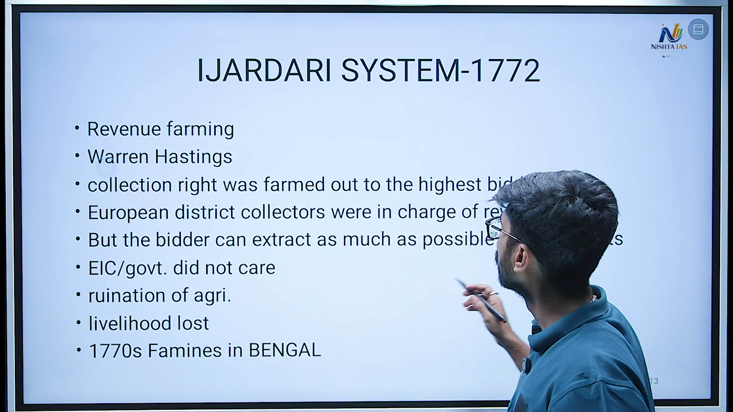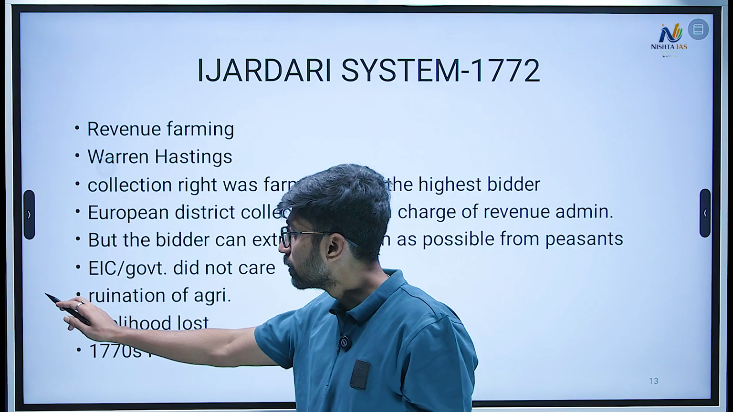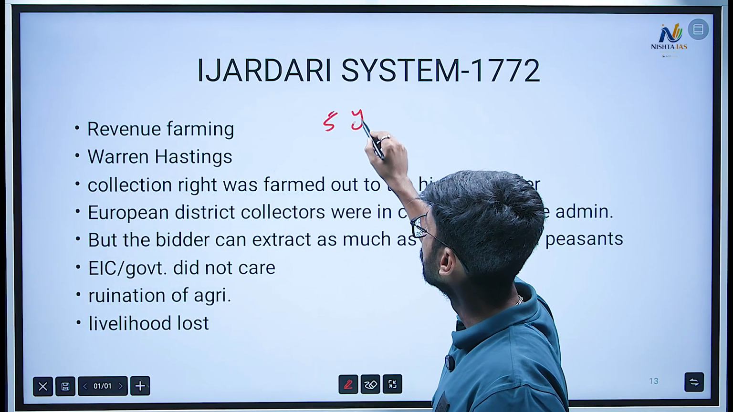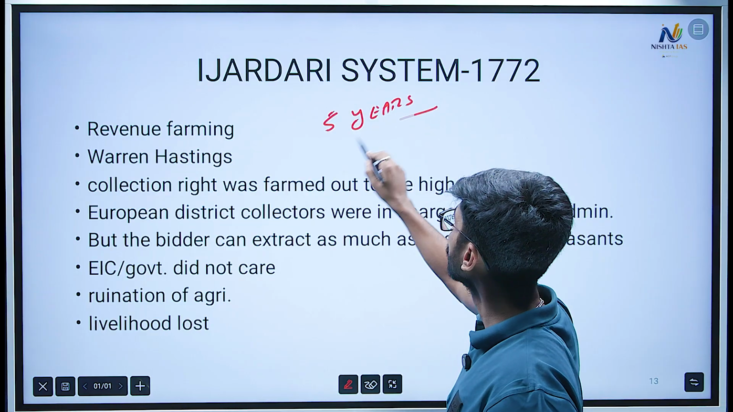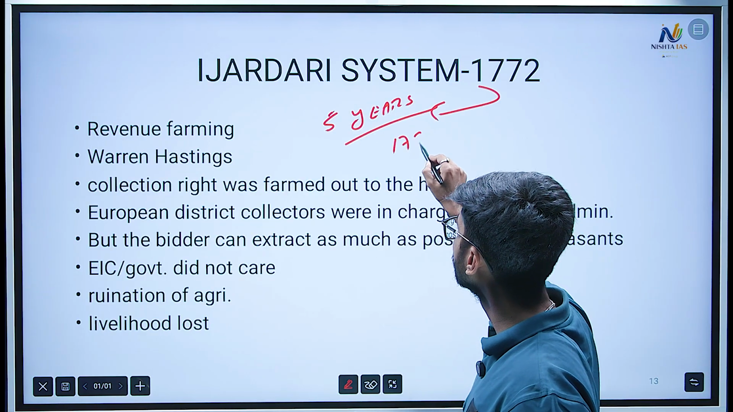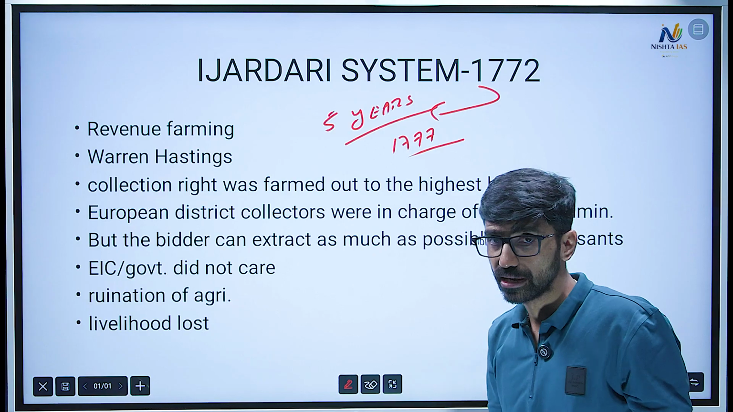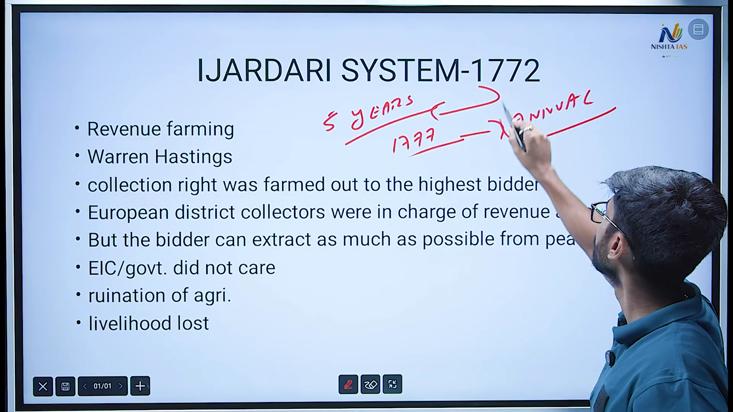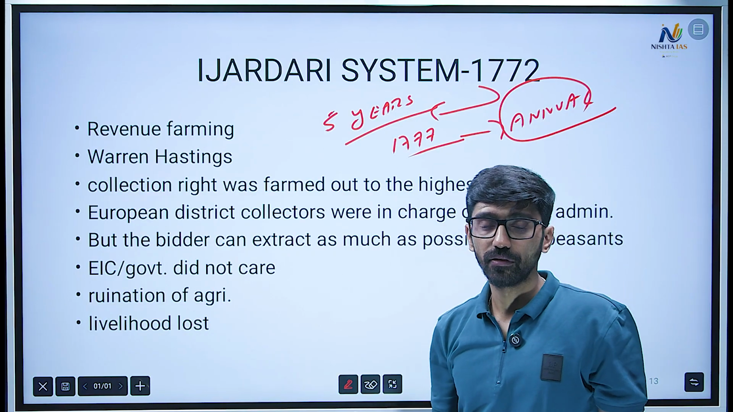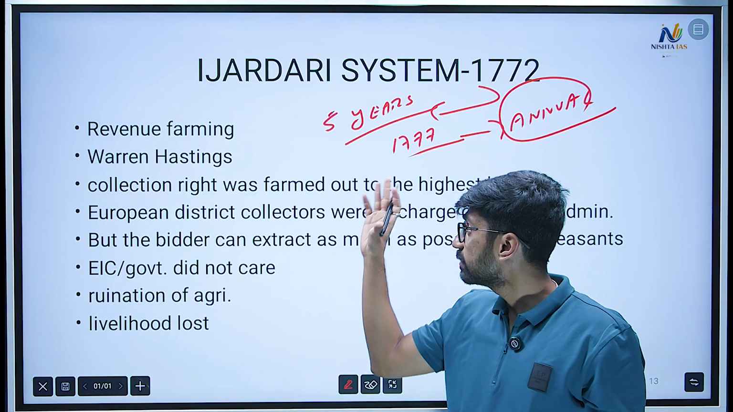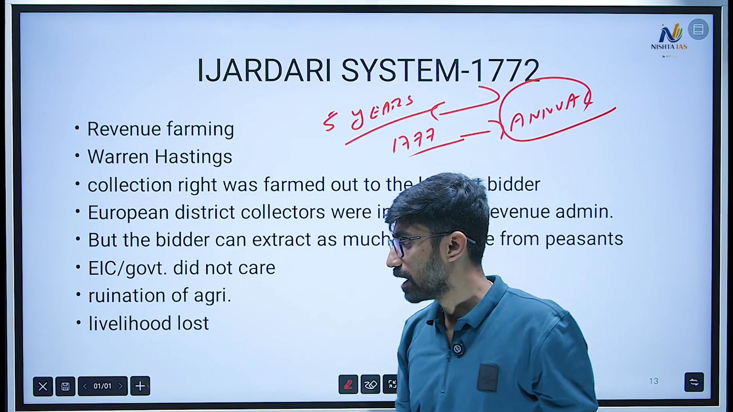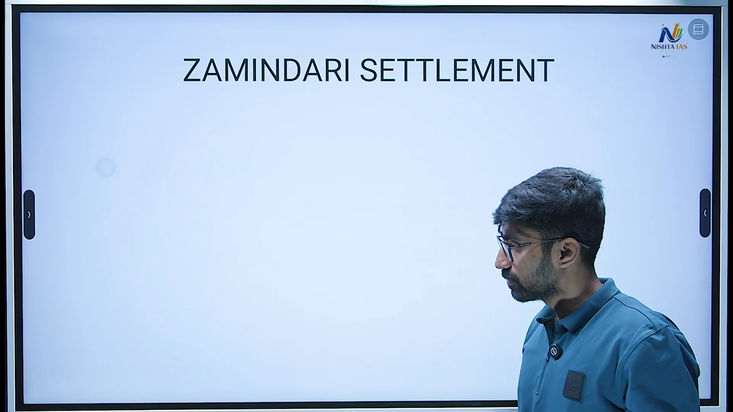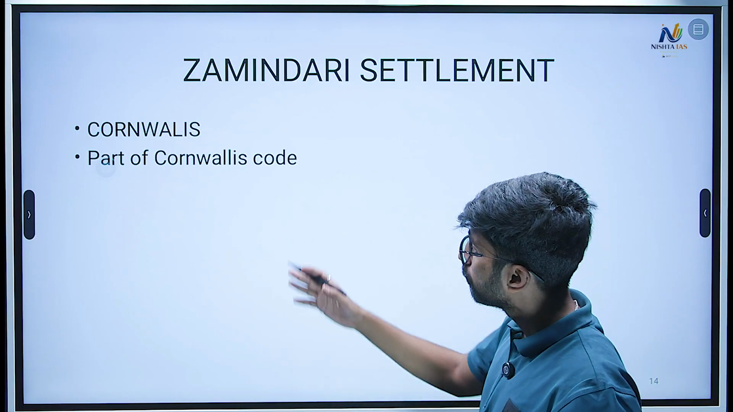And also one more thing, this Ijardari system initially was for 5 years. The bidding was done for 5 years, from 1772 to, let's say, 1777. That bidding ended. But from 1777 onwards, it became an annual settlement. Initially it was for 5 years, later it became annual. So that is one aspect, the Ijardari system. Now we'll come to the Zamindari system brought by Cornwallis.